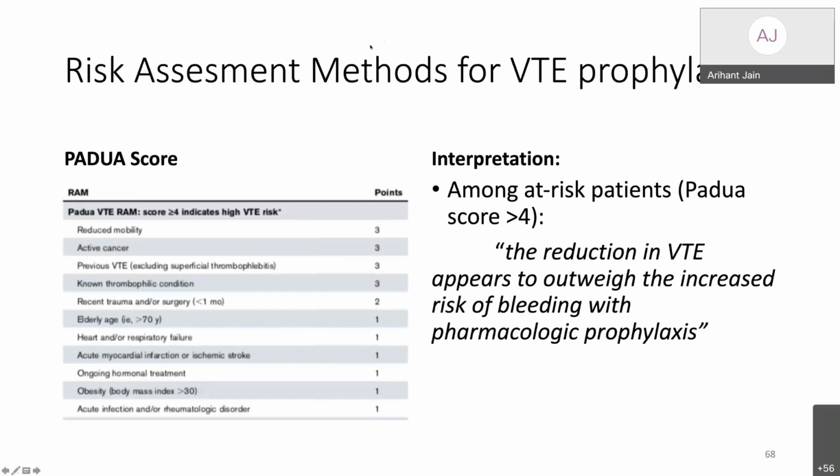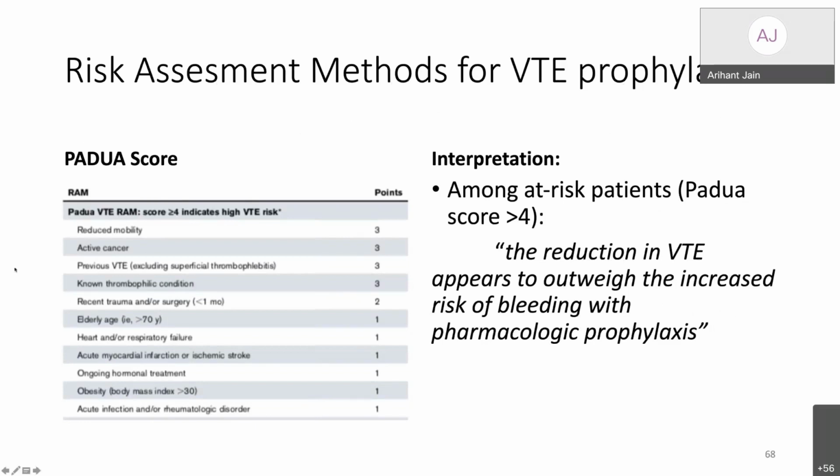Basically, there are risk assessment methods for VTE prophylaxis. You can use the Padua VTE risk assessment score. If the score is 4 or more, it indicates that the patient has a high risk of VTE, and the reduction in VTE would outweigh the increased risk of bleeding with pharmacological prophylaxis, so you would give the DVT prophylaxis.